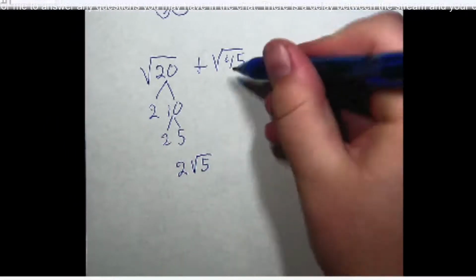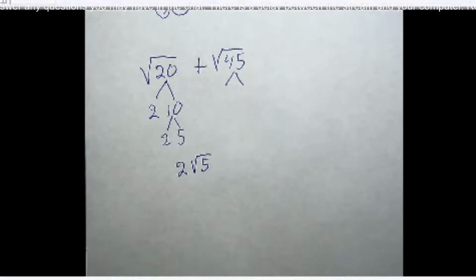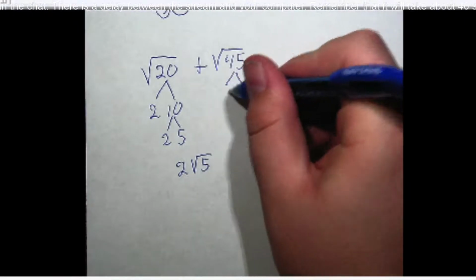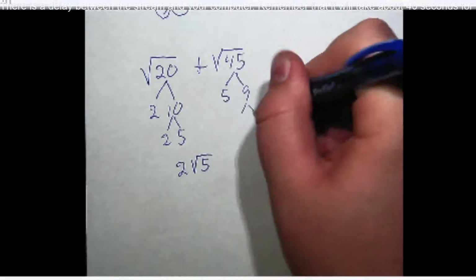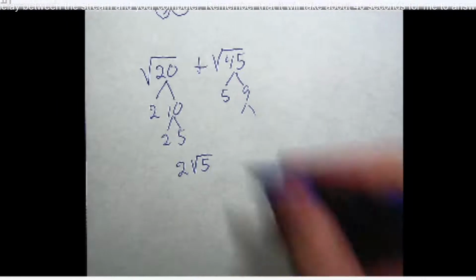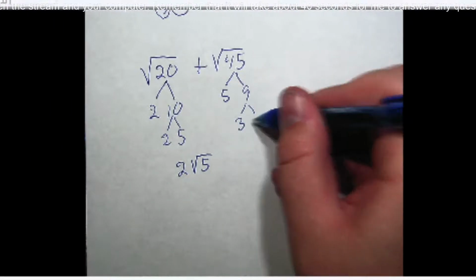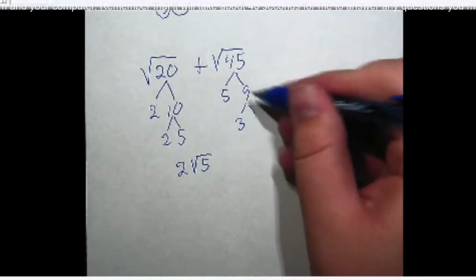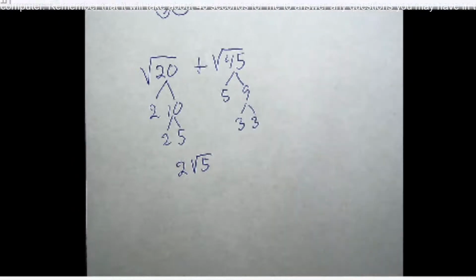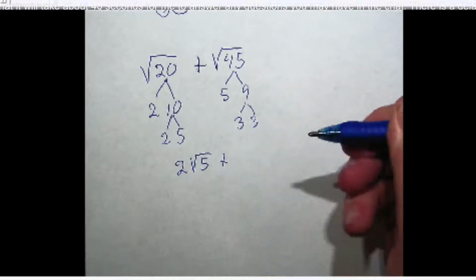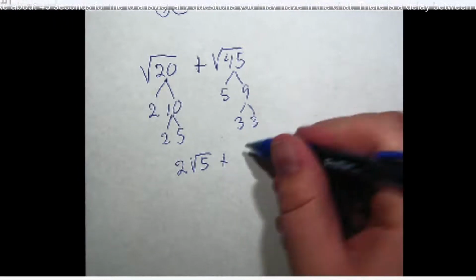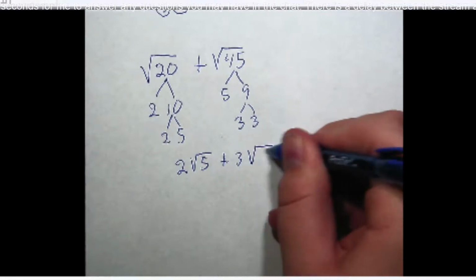And then 45 is what numbers? 5 and 9. Yeah, this is pretty simple. 9, of course, is 3 and 3 because it's a perfect square. So what's the simplified form here? 3 square roots of 5. Good.